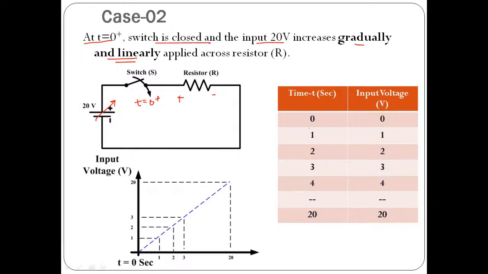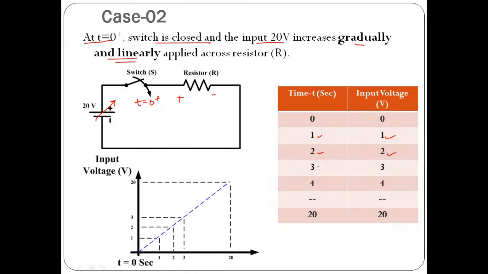For example, see over here in the table, at time t equals 0, the input applied across the resistor is 0. At time t equals 1 second, we apply 1 volt. At time t equals 2 seconds, we apply 2 volt.